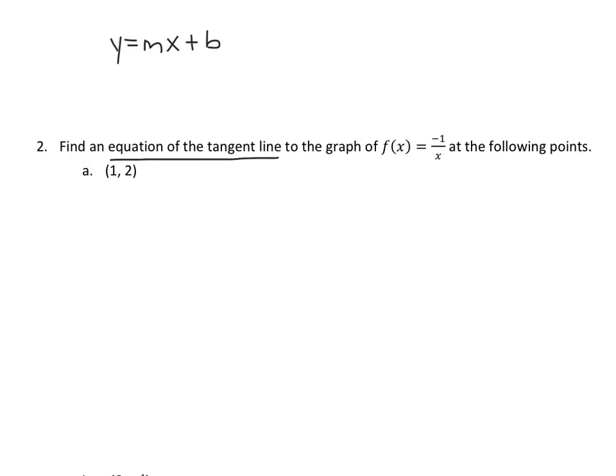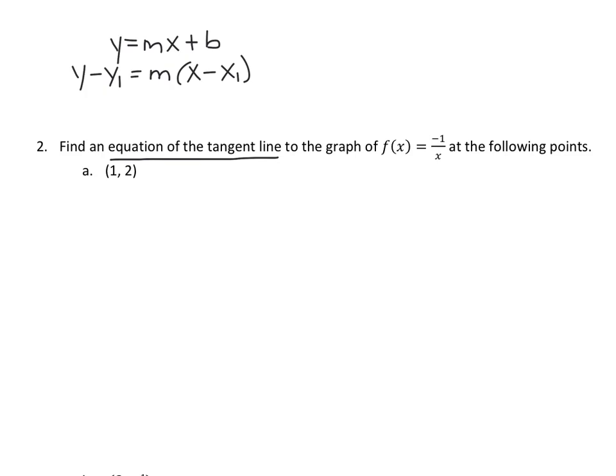Now that looks like y minus y1 equal to m times x minus x1. This is point-slope form for the equation of a line, where m is our slope, and then x1 and y1 is a point on the line.